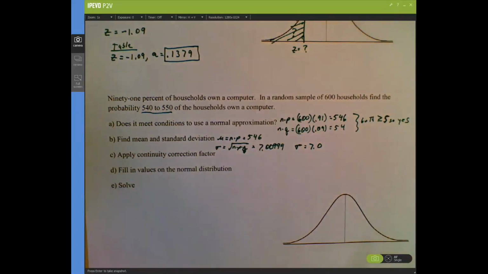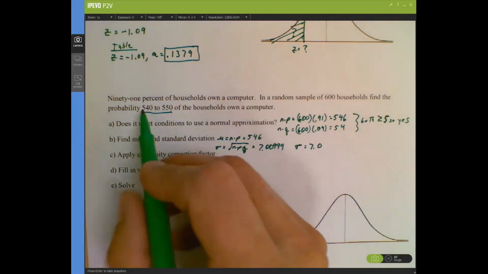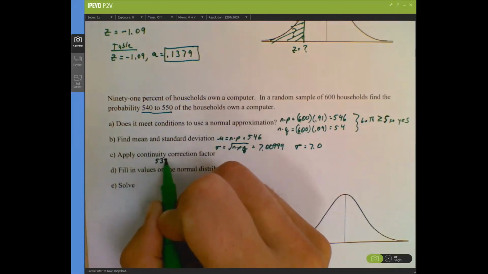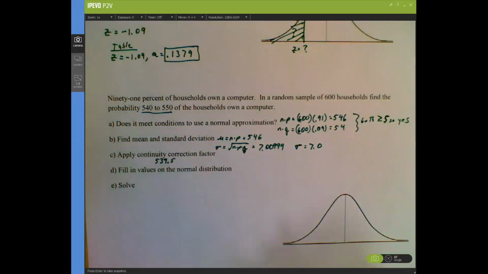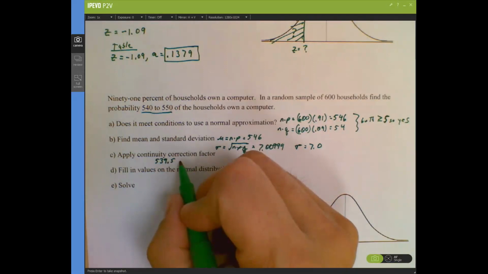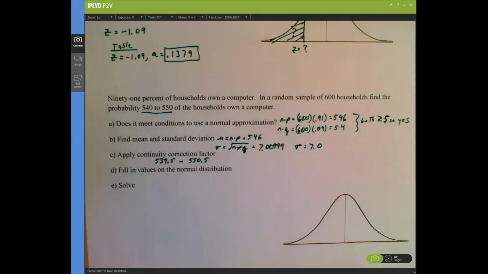I'll give you a second to try it, and then we'll see how it goes. To show from 540 to 550, we want to include 540, so we need to start down at 539.5, and on the upper end to include the 550, we need to go up to 550.5.